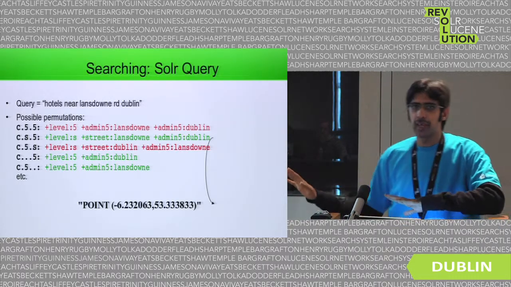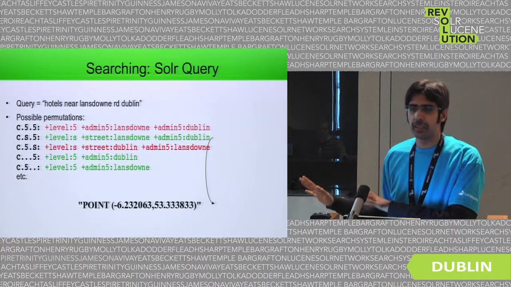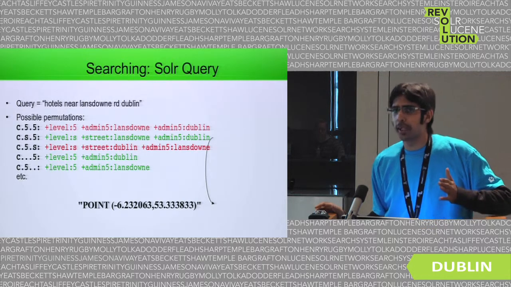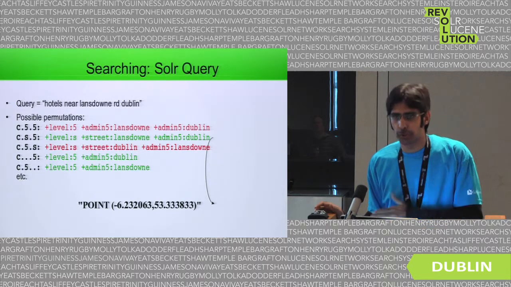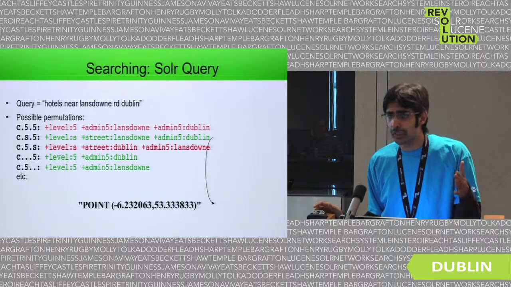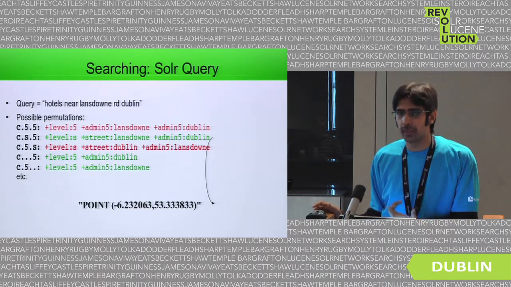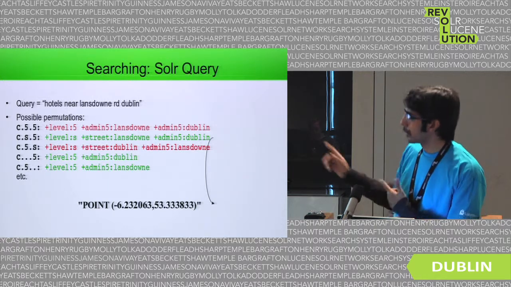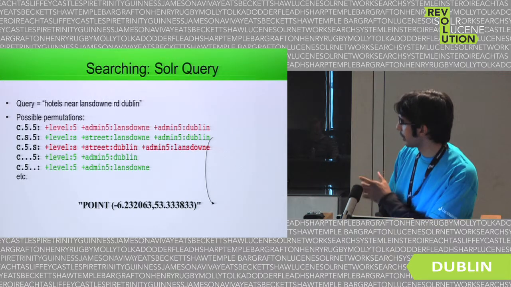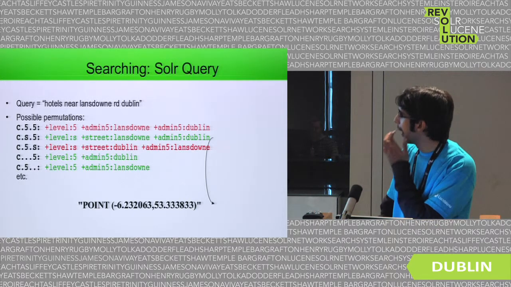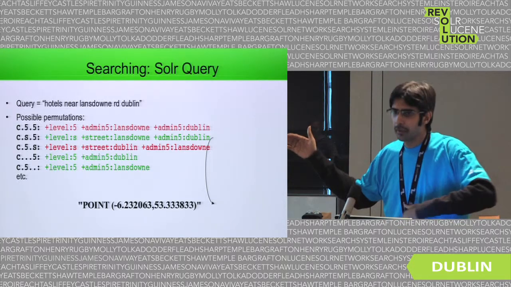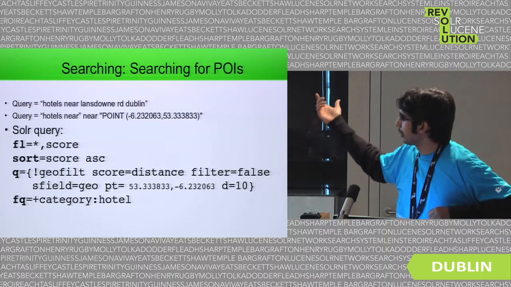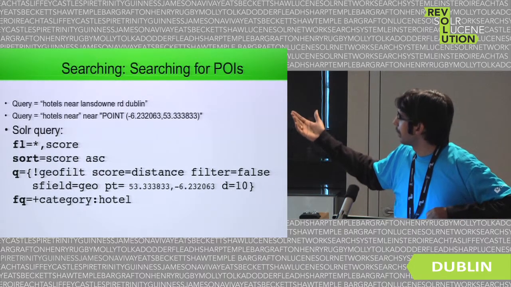So why this is there is because in the current Lucene spatial contrib, the spatial module, search by a polystring is currently not possible. The search by the distance sorting by a line string is currently not possible. So we get the point where this location points to, and then the entire query boils down to, initially it was hotels near Lansdowne Road Dublin.